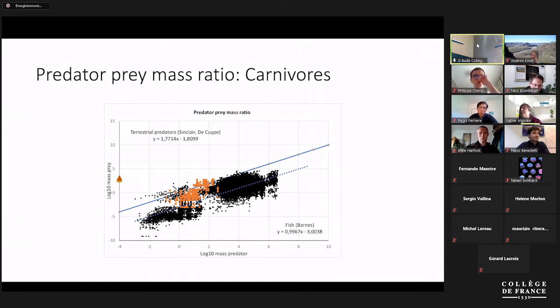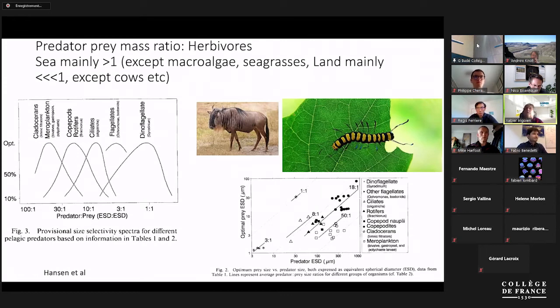And that was for the predators, and it's even more the case for the herbivores. This is a paper by Hansen et al. And you can see that the most efficient ones may be the dinoflagellates that are able to suck the substance of things that are almost their size, so that will be the one-to-one. But all other herbivores on phytoplankton are much larger than the cells or the prey they are eating.